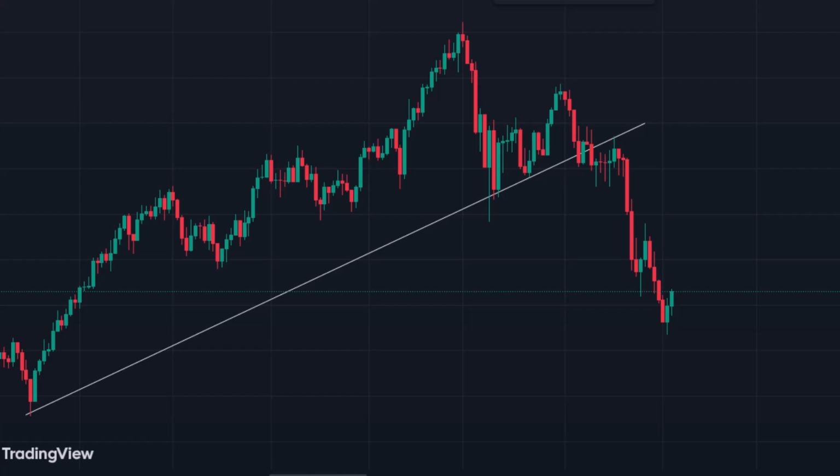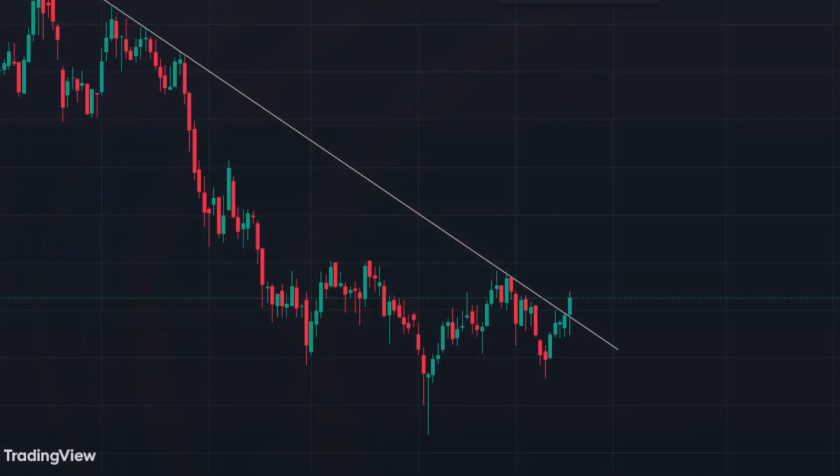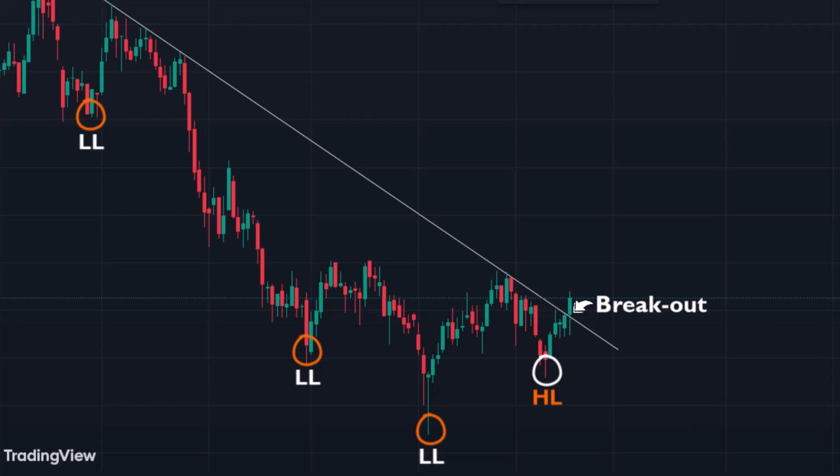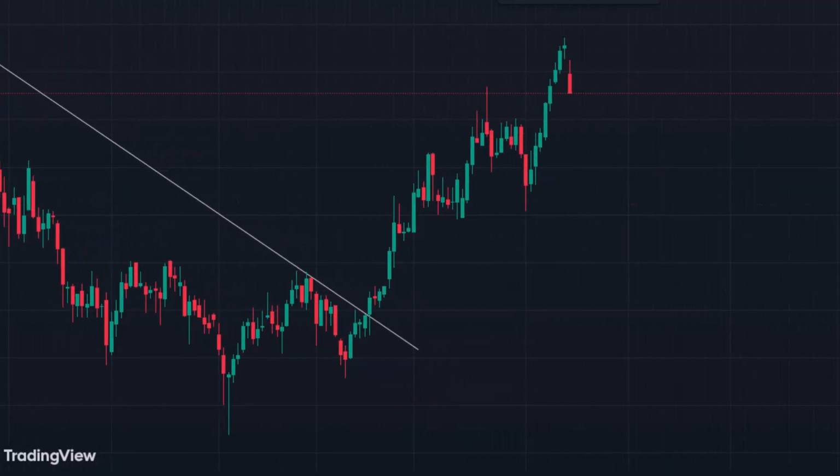Let's look at another example. Here we spotted a downtrend, so we place our trend line above it. Now notice that the price was making lower lows before. Suddenly, it made a higher low instead, indicating that the downward trend was losing momentum. Then, we saw the price broke out of the trend line, which again further confirms the trend change. So, this is a good opportunity to take a buy position and watch price move in your favor.